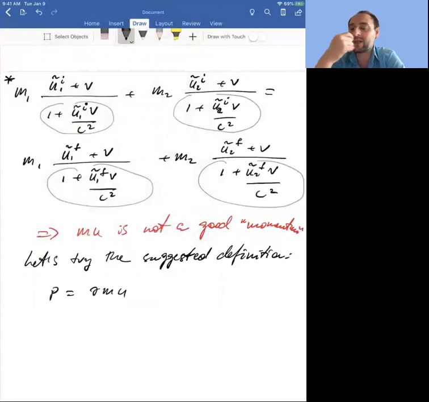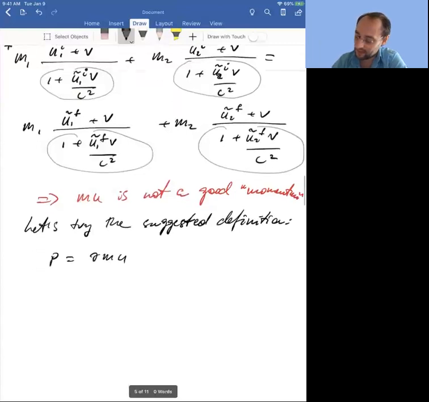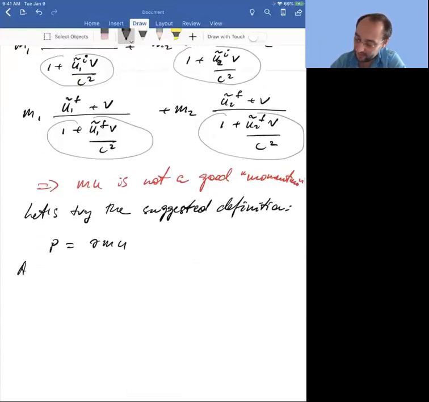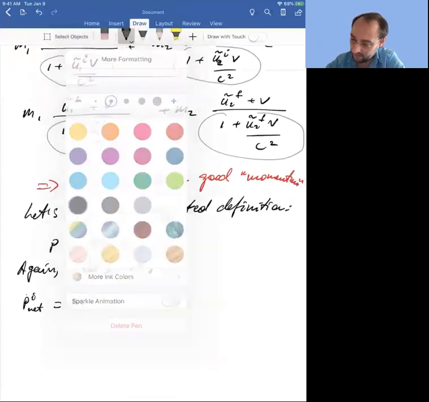And you can probably already see what's going to happen. The gamma will allow us to cancel things, but it's a little bit more involved than that, right? So let's say P initial net, the total momentum, equals... actually, let me just write it out.